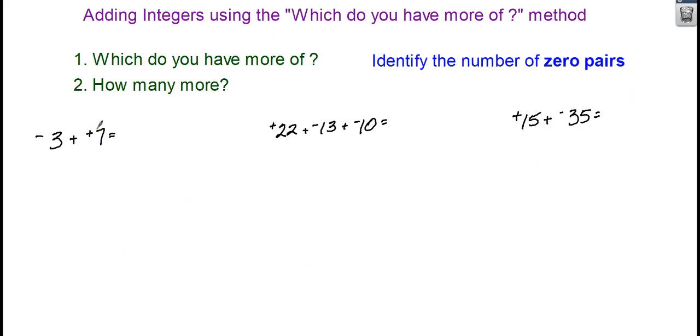3 negatives plus 7 positives. Which do I have more of? I have more positives. How many more? I have 4 more, because 7 take away 3 is 4.